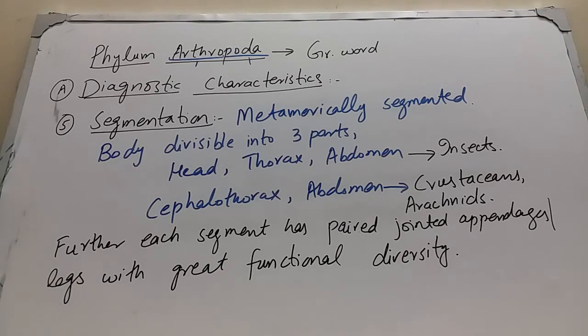While in case of crustaceans and arachnids. What are crustaceans? Crustaceans include prawns, crabs, which are found in the sea water, and arachnids include spiders, scorpions. So in case of crustaceans and arachnids, the head and thorax are fused together and it is known as cephalothorax. So crustaceans and arachnids body have 2 main parts, cephalothorax and abdomen.